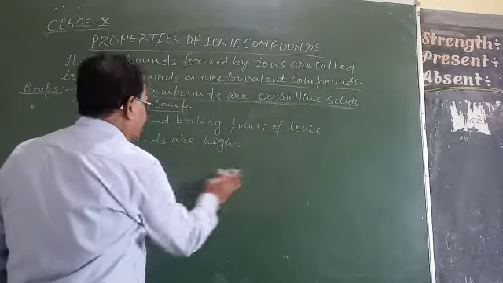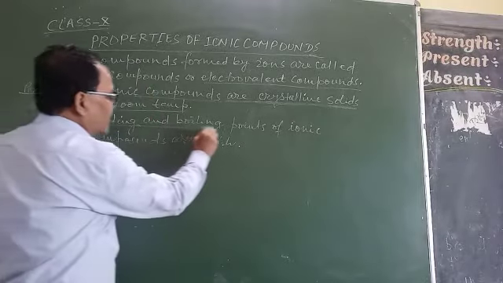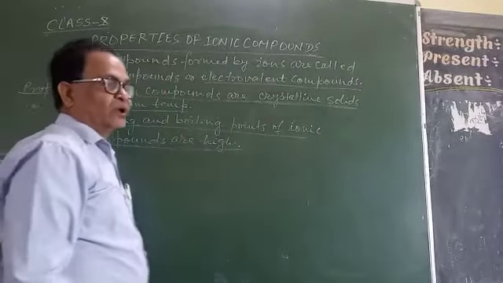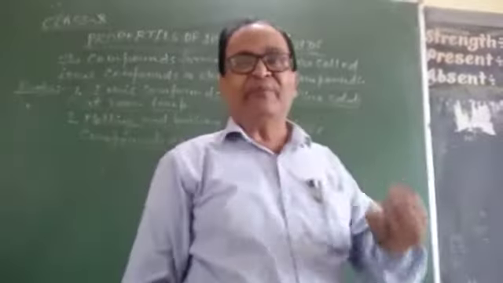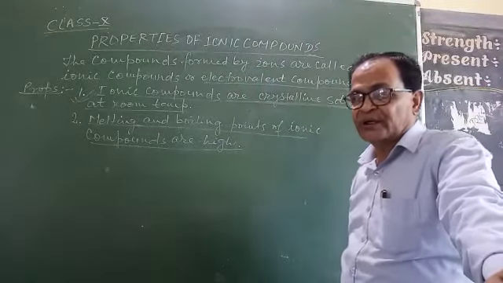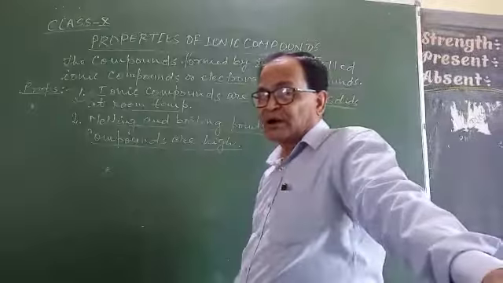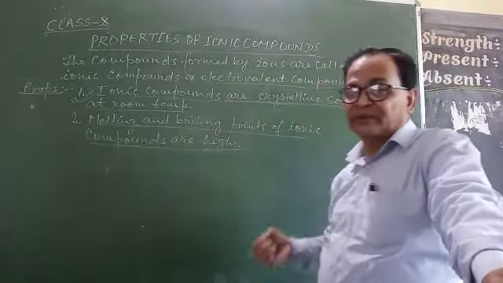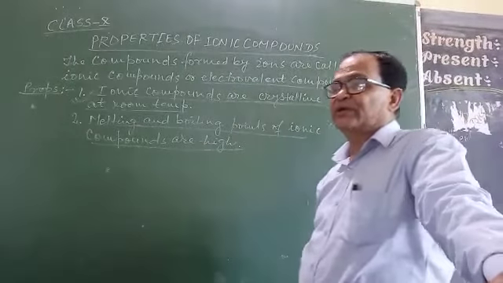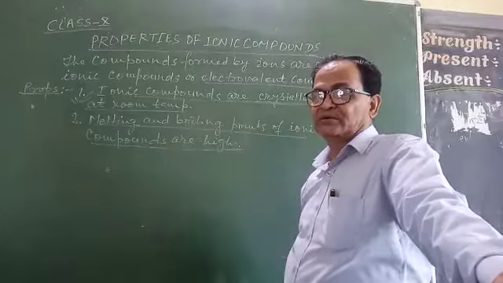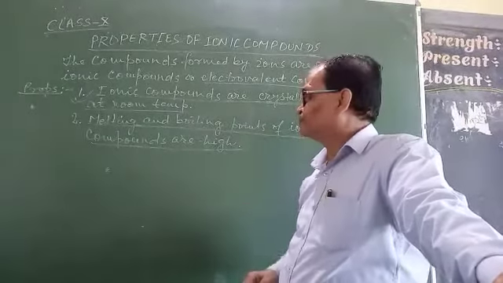The second property is that the melting and boiling points of ionic compounds are high. Melting point is the minimum temperature at which a solid is converted into a liquid, or converted into molten state. Boiling point means the minimum temperature at which a liquid starts boiling.